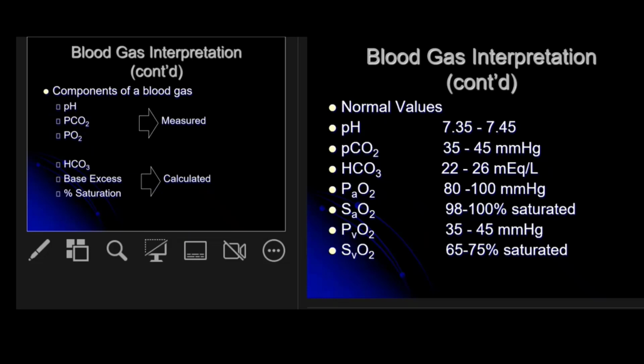All right, so blood gas interpretation. So remember that when you look at a blood gas, it consists of a pH, a PCO2, a PO2, a bicarb, a base excess, and a percent saturation. Of those, the pH, the CO2, and the O2 are measured directly, and the rest of them are calculated based on that. So if your pH is off, your saturation may not be right. If your CO2 is off, your base excess and your bicarb may not be right. If your pH is off, the same thing is true. But it's just important to know what's actually measured and what's calculated.